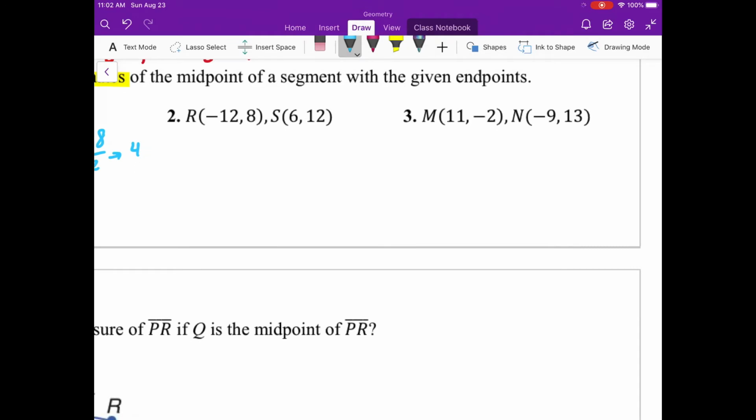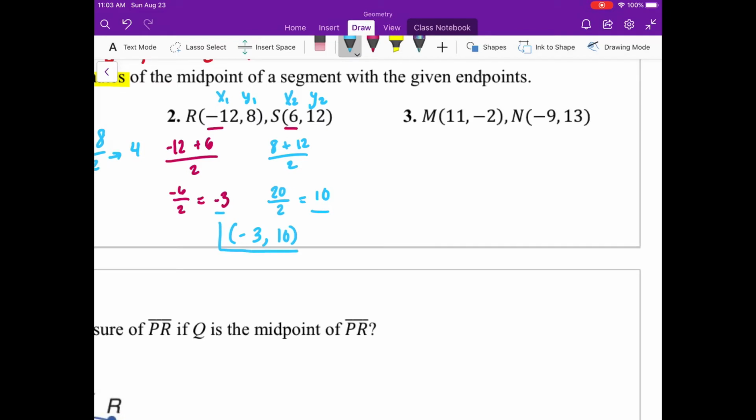Let's go ahead and try number 2. So if it helps, you want to label x1, y1, x2, y2. So we're going to start by adding our x's. -12 plus 6 divided by 2. That's going to give us -6 divided by 2. So we get -3. Now we're going to add our y's. 8 plus 12 divided by 2. That gives me 20 divided by 2, which is 10. So those two numbers are part of my final answer. So -3, 10.